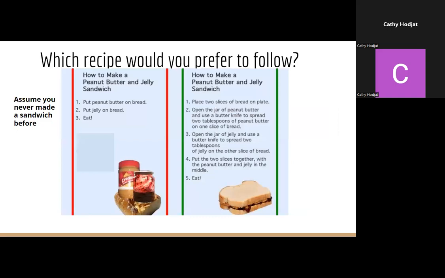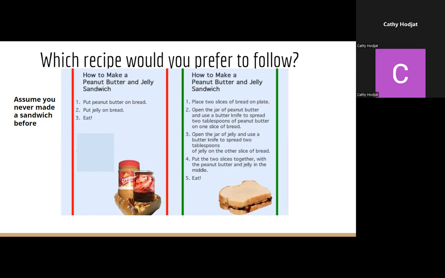Now, here's an example of two recipes, two sets of steps to walk someone who has never made a peanut butter and jelly sandwich before. And we have these two different versions side by side. The first recipe, step 1, put peanut butter on bread. Step 2, put jelly on bread. Step 3, eat.